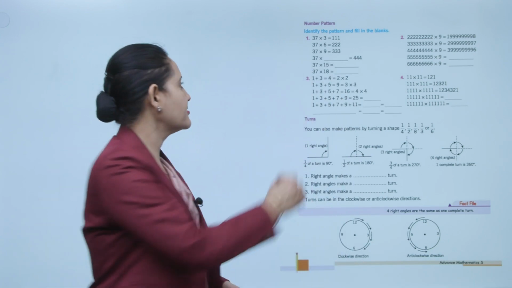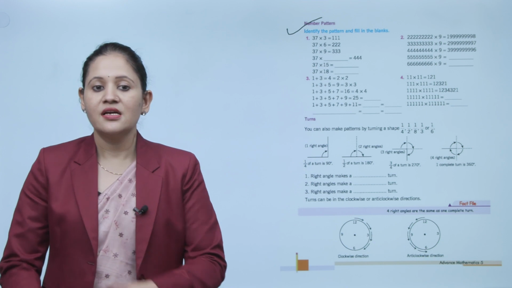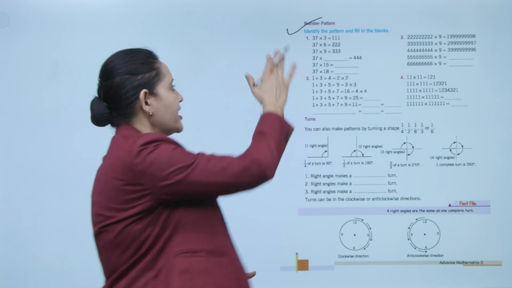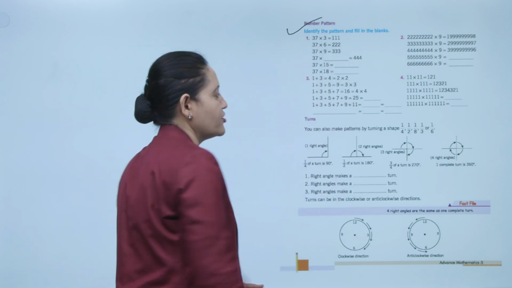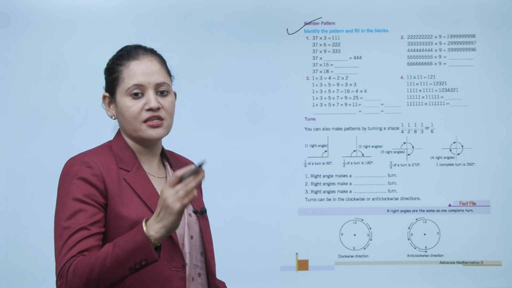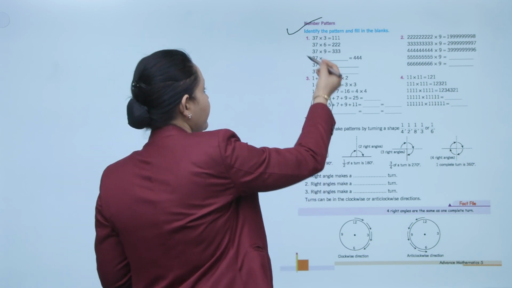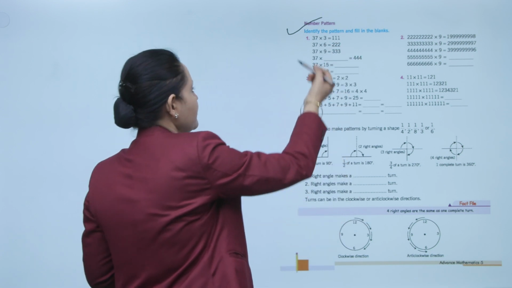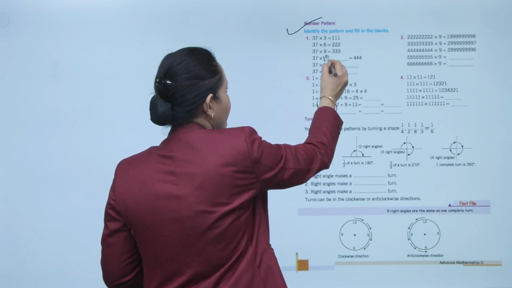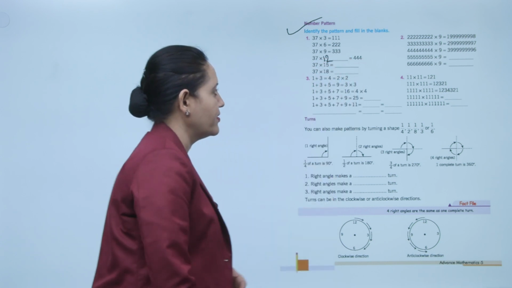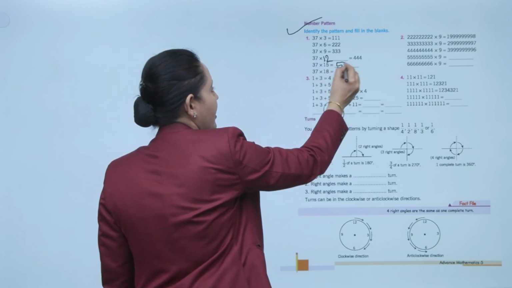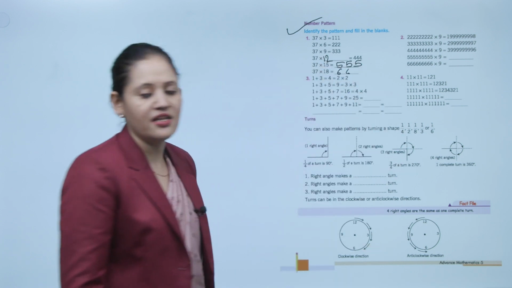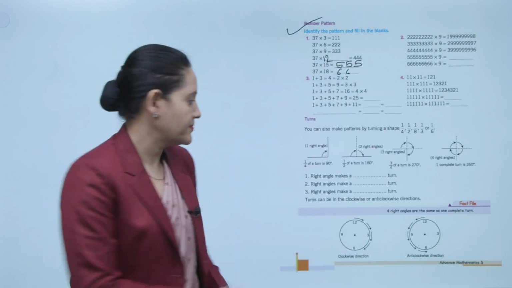Next is number pattern. Identify the pattern and fill in the blanks. First is 37 into 3, that is 111, 37 into 6, 222, 37 into 9, 333. So what pattern is following here? 3, 6, 9. Every time its value is increasing by 3. So here comes 12. So it becomes 444. Then 15, 555, 666. Like this the pattern will follow. Clear?